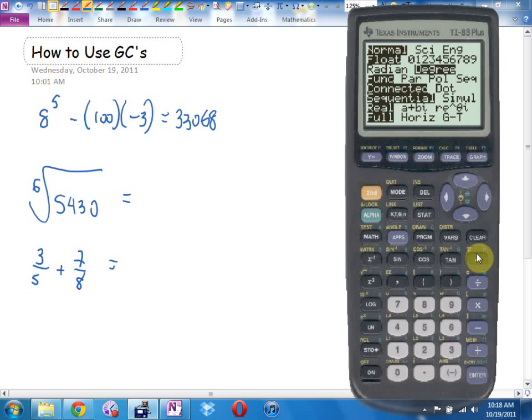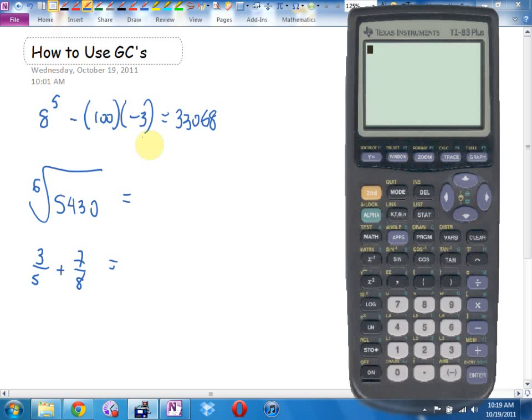If you ever have a calculator and it's not going on, it might not be the battery. It might be so light you can't see the screen. So before you do anything else, try going second function, up arrow, a bunch of times. Try making it dark. All right.